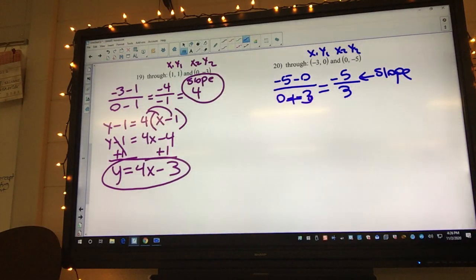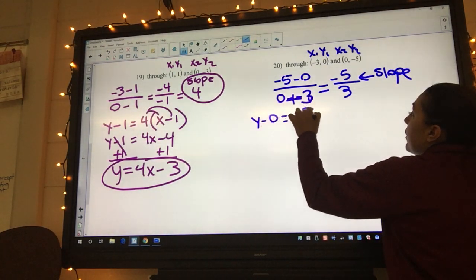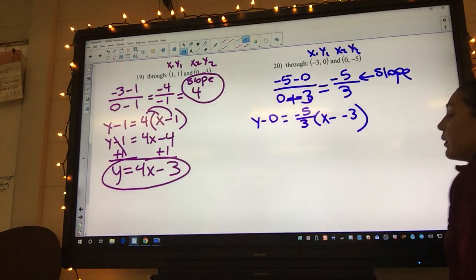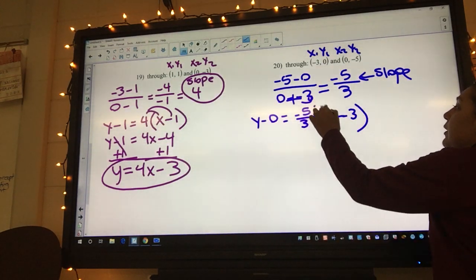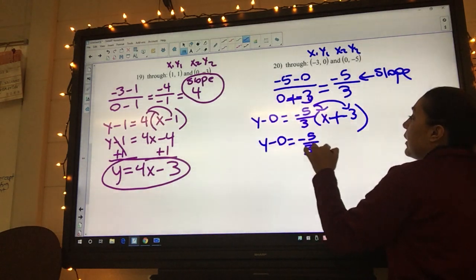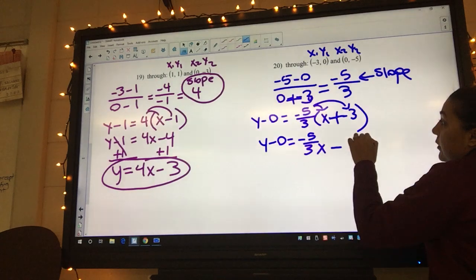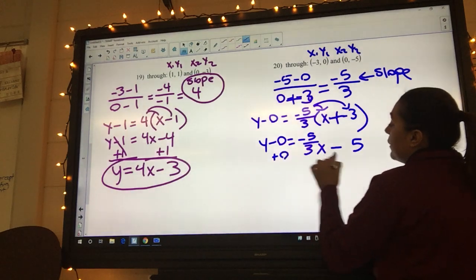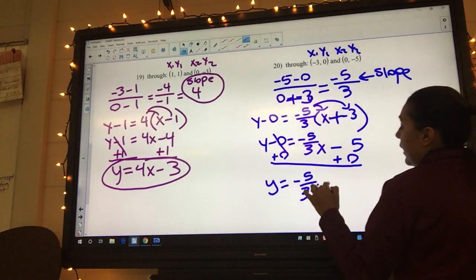Okay, and so now I got a slope and point, so I'm ready for point slope. So I got y minus 0 equals negative 5/3 x minus x1 is 3. Well, these minuses are going to become a plus. And then we need to distribute. Y minus 0, and I got negative 5 over 3x minus, this is going to be 15, this is going to be 5. And if you're really feeling some type of way, you can say plus 0, plus 0. So it's going to be y equals negative 5 over 3x minus 5.